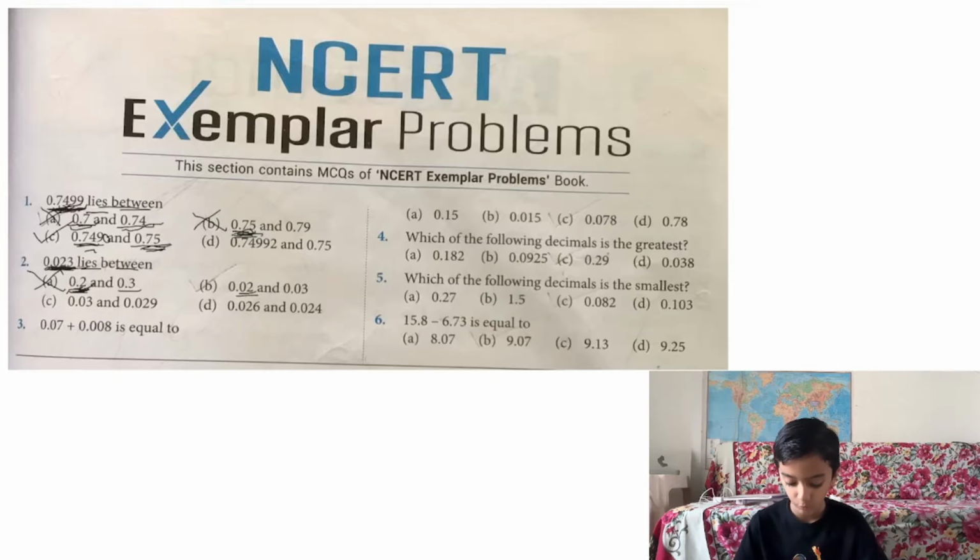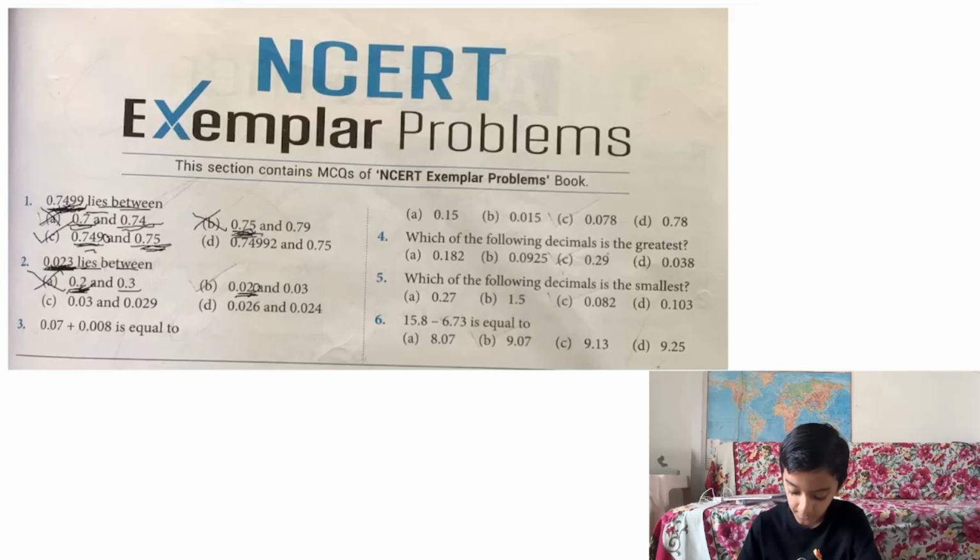Let's check. Here the whole part is the same. The tenths part is also the same. Now let's see the hundredths part. Here the hundredths part is also the same: here it is 2, here it is 2. Now let's see the thousandths part. Here the thousandths part is 0 and here it is 3. So obviously 0.023 is greater than this. That means we can say 0.02 is less than 0.023, and also 0.023 is greater than 0.02.